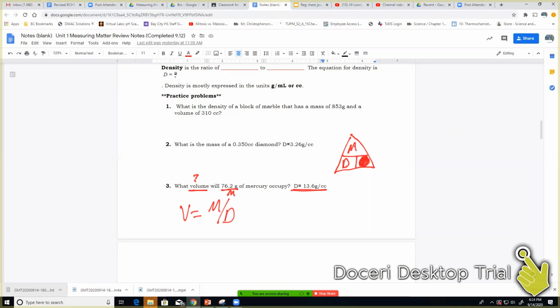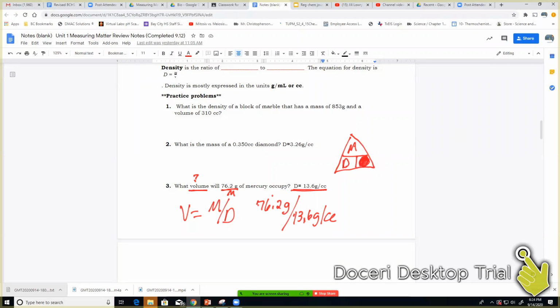So now I'm going to plug my numbers in. Not meters, I'm sorry. Mass, too much teaching today. M is for mass. So I'm going to take my 76.2 grams, and I'm going to divide it by my density, 13.6 grams per cc.